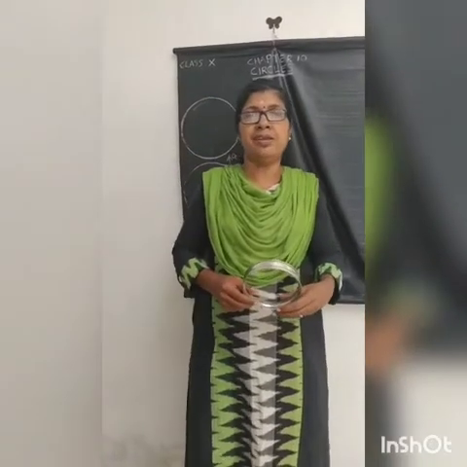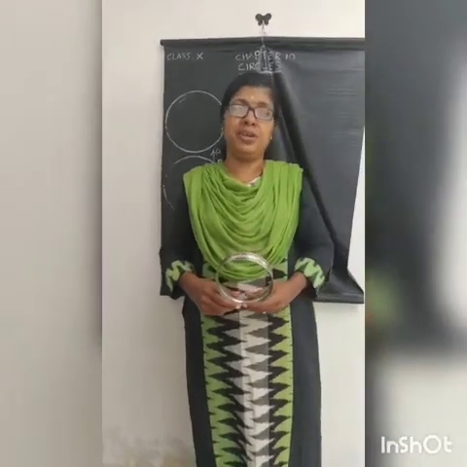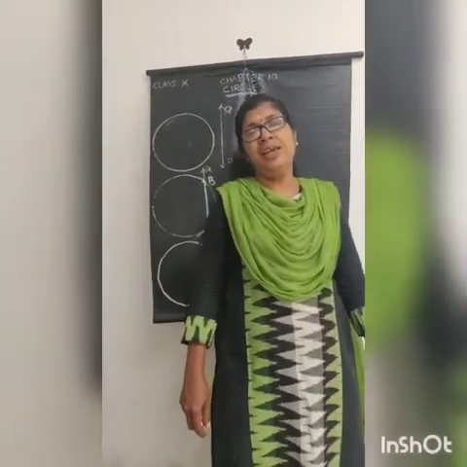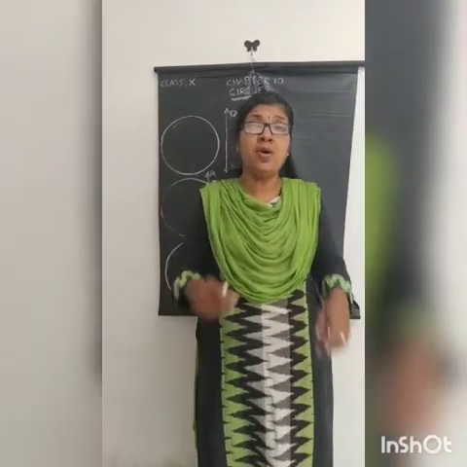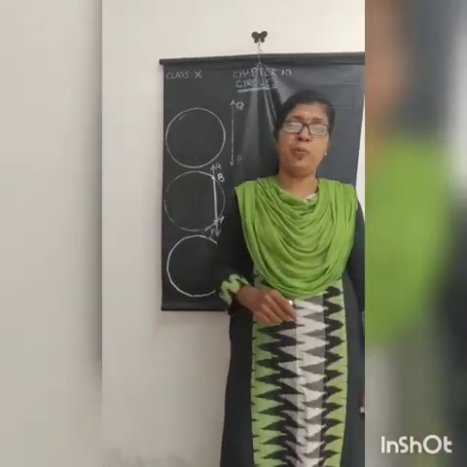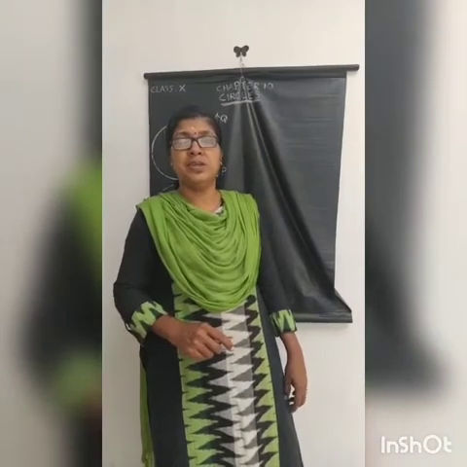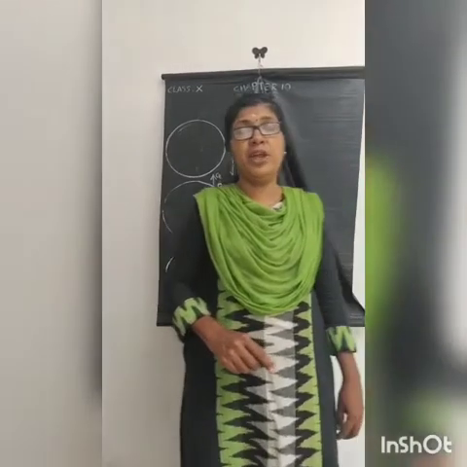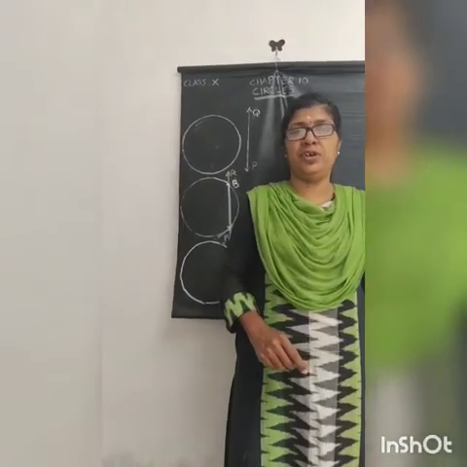You have studied in class 9 the definition of circles and different terms related to circles, is it? How can we define a circle? What is the definition of a circle? A circle is a collection of all points in a plane which are at a constant distance from a fixed point, is it? What is the name of the constant distance? The constant distance is known as the radius of the circle. What is the name of the fixed point? The fixed point is known as the center of the circle.